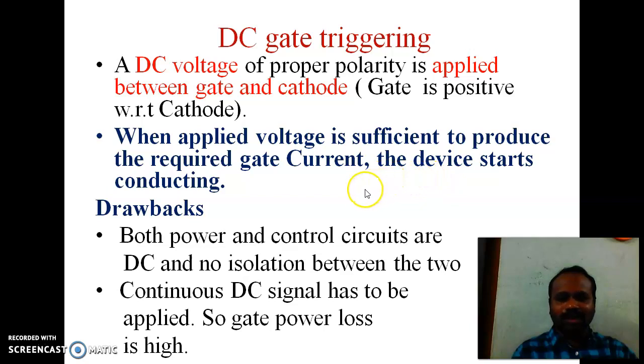Drawbacks of this DC gate triggering. In this case, we are having two circuits. One is the control circuit and another one is the power circuit. So here both power circuit and control circuits are DC and there is no isolation between the two. So continuous DC signal has to be applied. In this case of DC gate triggering, we should continuously apply the gate triggering, so it increases the power loss.